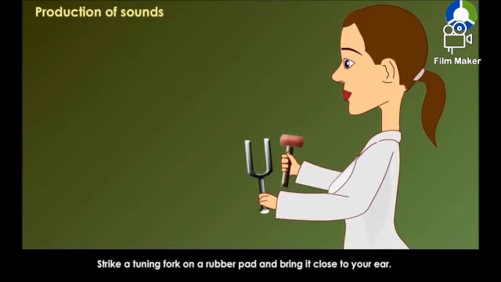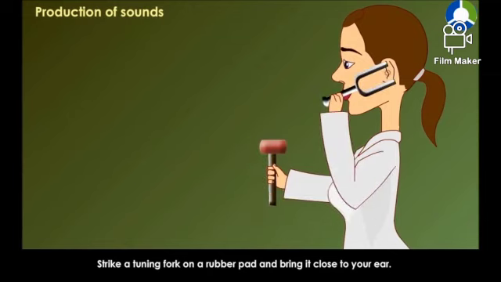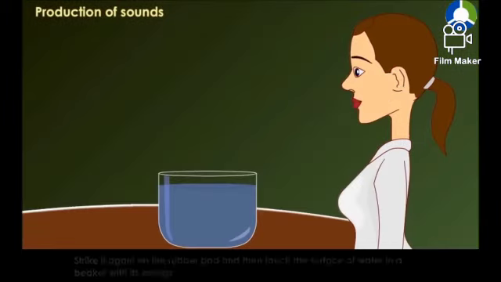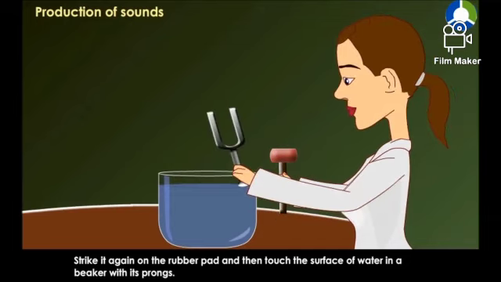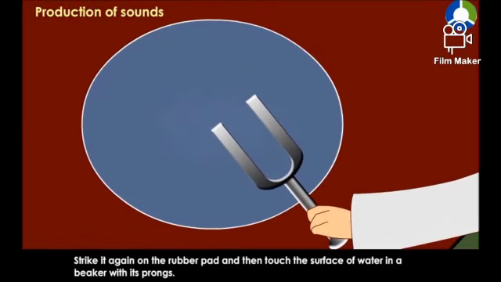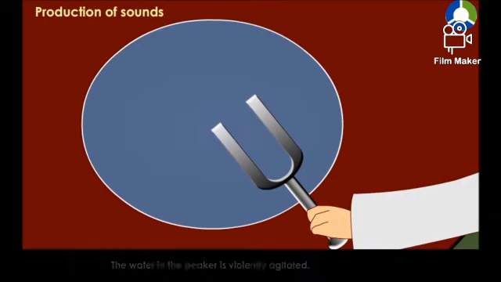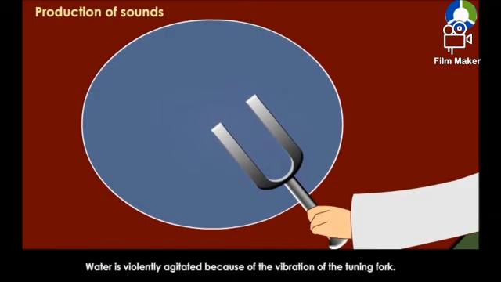Strike a tuning fork on a rubber pad and bring it close to your ear. You will hear the sound produced by it. Strike it again on the rubber pad and then touch the surface of water in a beaker with its prongs. The water in the beaker is violently agitated. Can you say the reason? Water is violently agitated because of the vibration of the tuning fork.